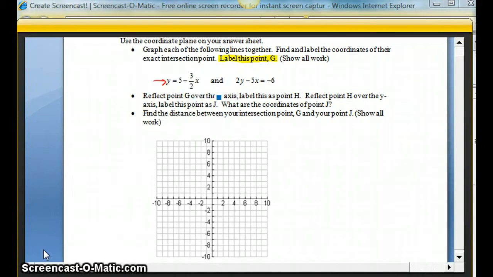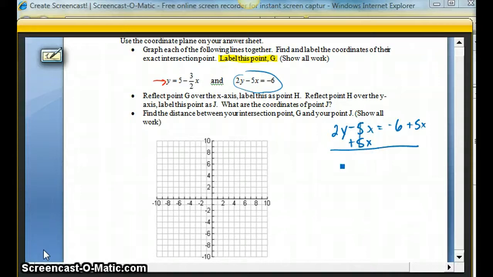There's no work that needs to be done on the first one. The second one, though, we have to get to be y equals. To do that, we're going to add 5x to both sides. That gives us 2y is equal to negative 6 plus 5x. And in our second step, we're going to divide each of those terms by 2. And when we do that, we'll end up with y equals negative 3 plus 5 over 2x. Now we have both equations ready to be graphed.